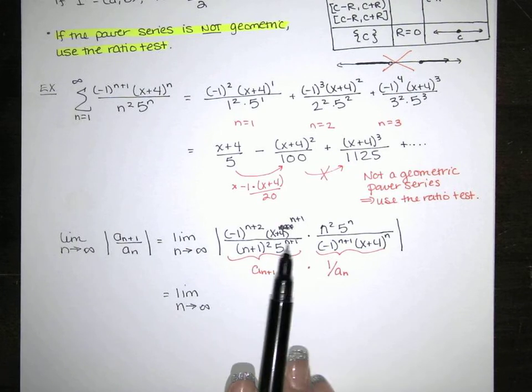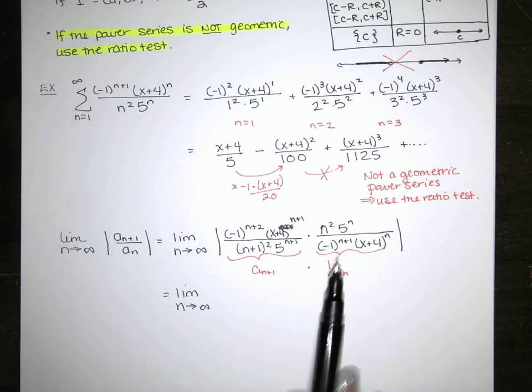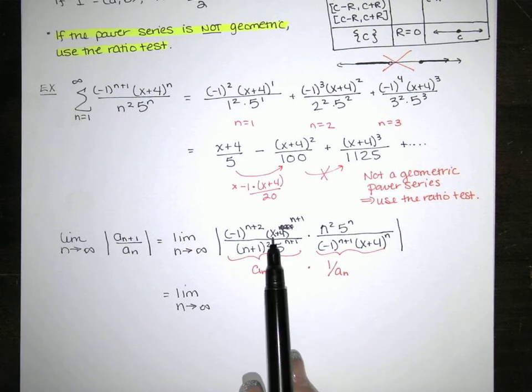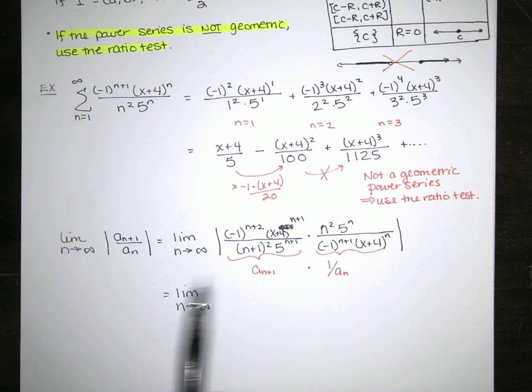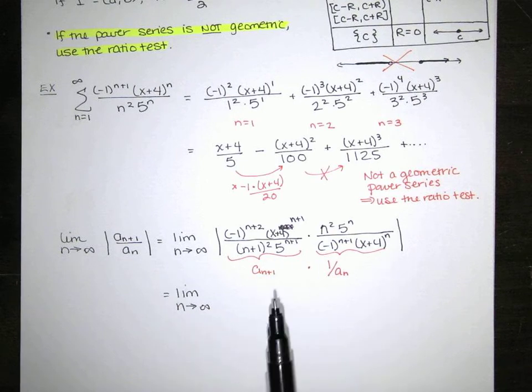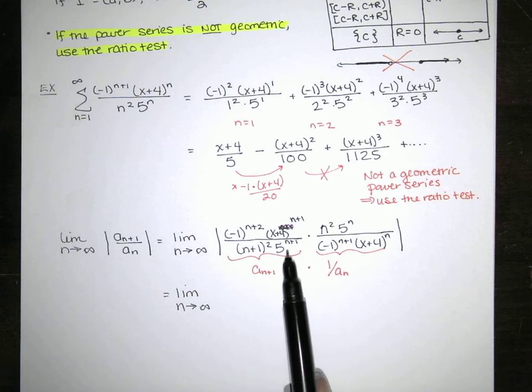But we do need absolute value bars around the x plus 4 expressions, because x plus 4 could be a negative number. The x is a real number. It could be anything. I mean, x could be negative 100. Maybe that works. We don't know. So we need the absolute value bars around that. But everything else, the n's, they're going to infinity. They're positive. And then we've got the 5 to the n plus 1 and the 5 to the n there.